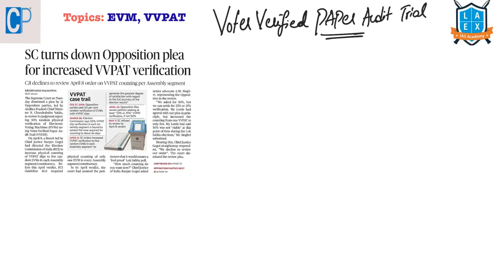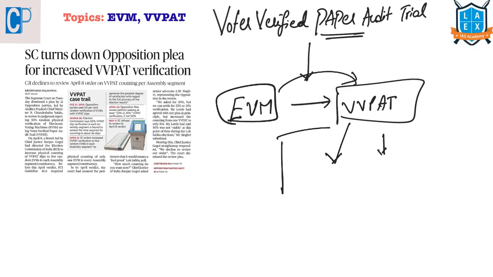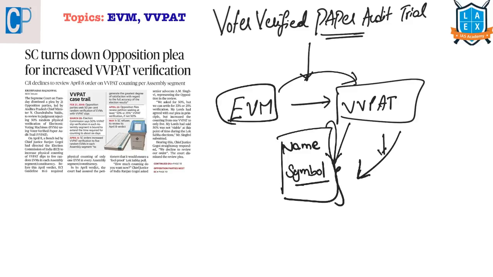The next thing is the voter verified paper audit trail system. What is this? This is the machine that is attached to the EVM. It will allow the voter to verify if they have voted for the person they want to vote for. How does this machine work? When a voter casts his or her vote on the EVM, the VVPAT attached to the EVM will generate a paper slip, and that slip will have the name of the candidate and also the symbol of the party for which the voter has voted, and this will be recorded in the EVM's control unit.